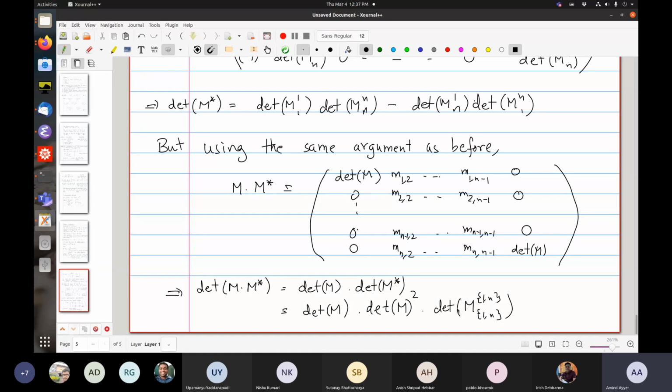So determinant m star is that. Right. So sorry, I'm confusing myself. Determinant m times determinant m star. You should only have one factor of determinant. Oh no, sorry, this is not.